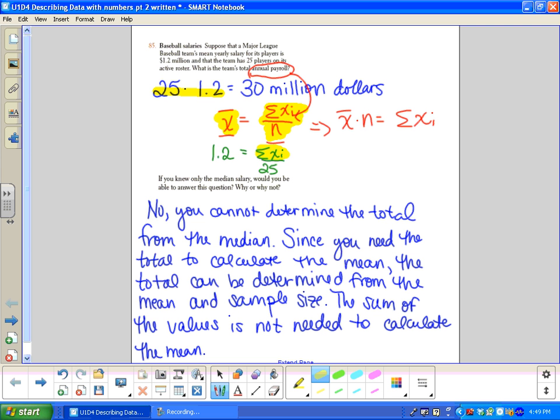Then it asks why you can't use the median to calculate the total annual payroll, and I've given an explanation. It's really just because the median just shows position. It doesn't show anything about the total. Because we have to use the total in order to calculate the mean, we can extract that from the information, but we don't need that total to calculate the median, so we can't get that information if we're just given the median and the sample size.